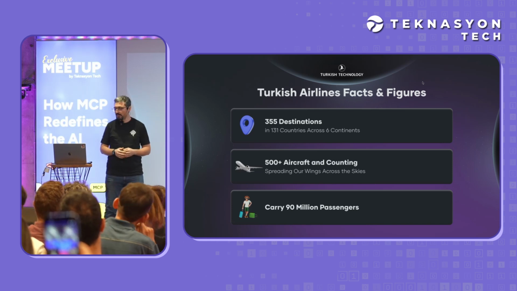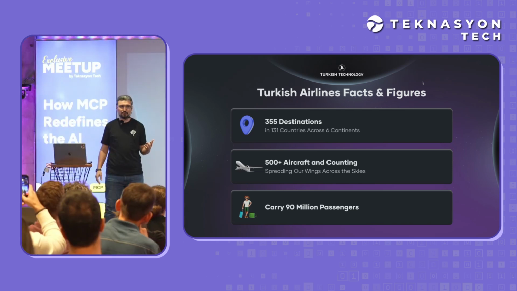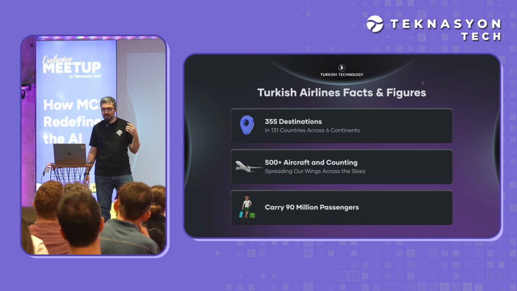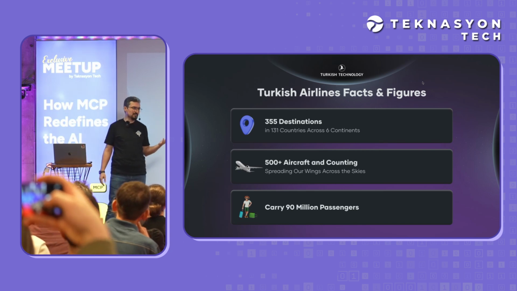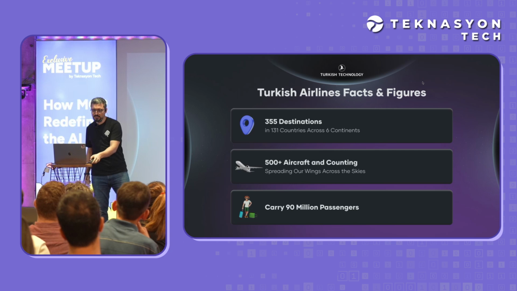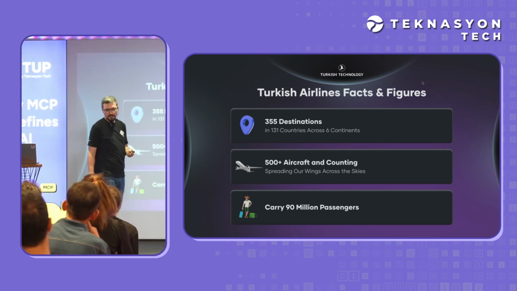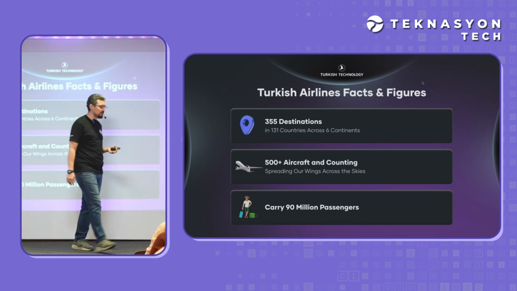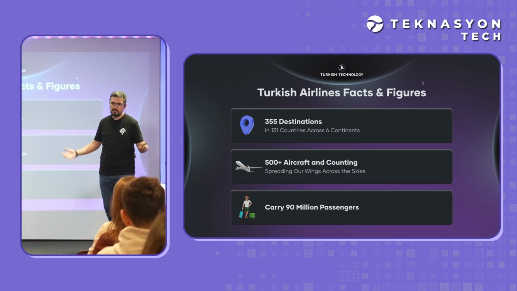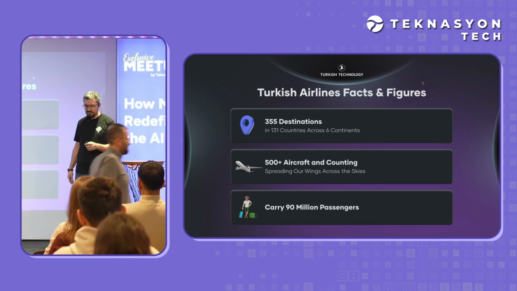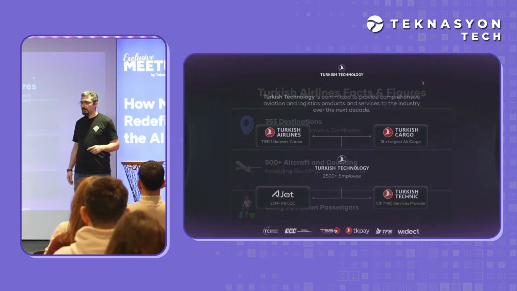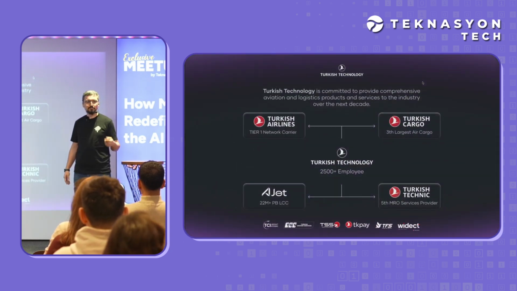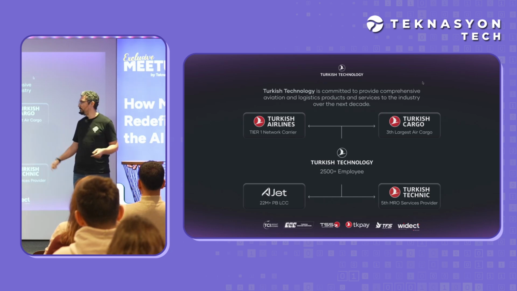We are one of the biggest airlines in the world. You obviously know that. We have more than 500 airplanes, and right now we are expanding it to 800. And we travel to more than 350 destinations all over the world. So we are the biggest airline in the industry, and we carry more than 90 million passengers annually, so it is a huge number.